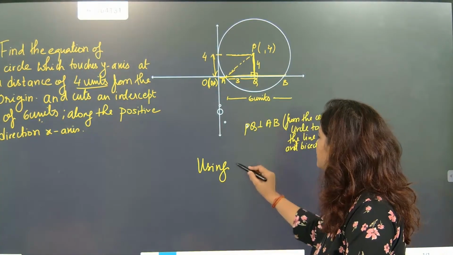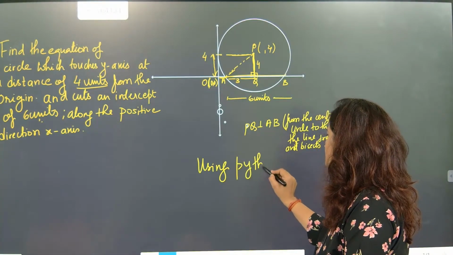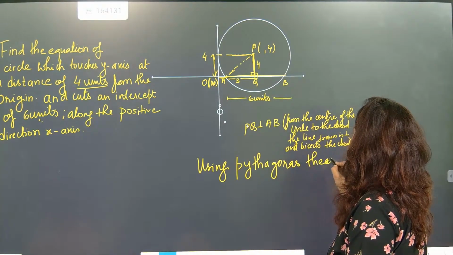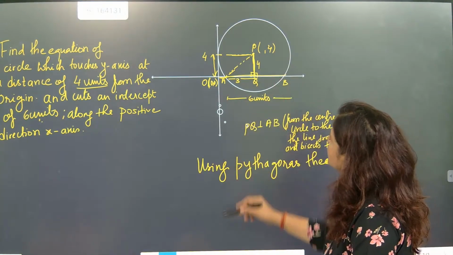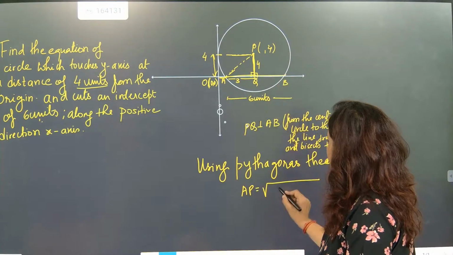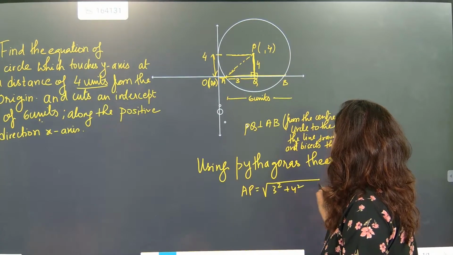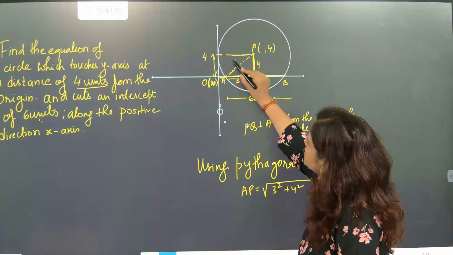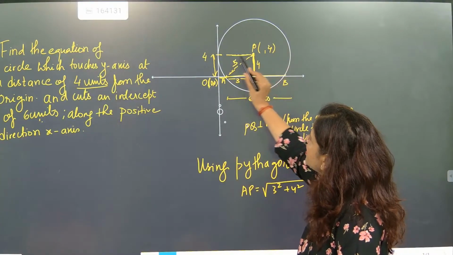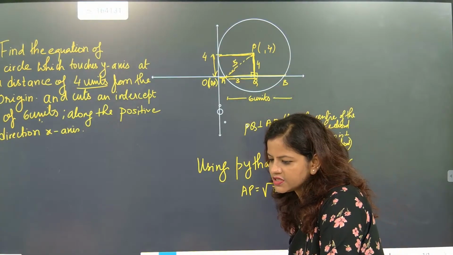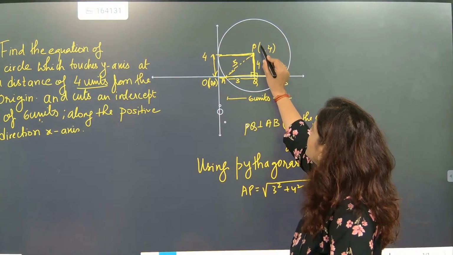So using the Pythagoras theorem, beta, we can get AP. AP will be equal to the square root of 3 square plus 4 square. So it is coming as 25, so it will come as 5. So this section will come as 5. If this part is 5, then this distance will also become 5, because the radius is equidistant from the center. So here, beta, it will become 5.